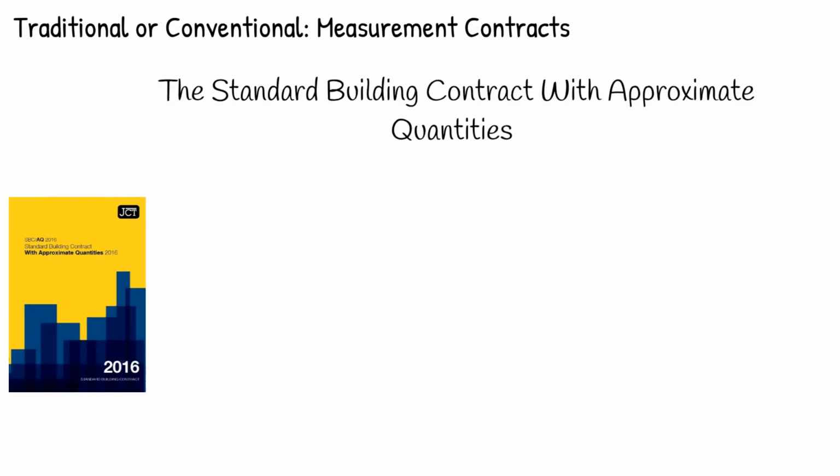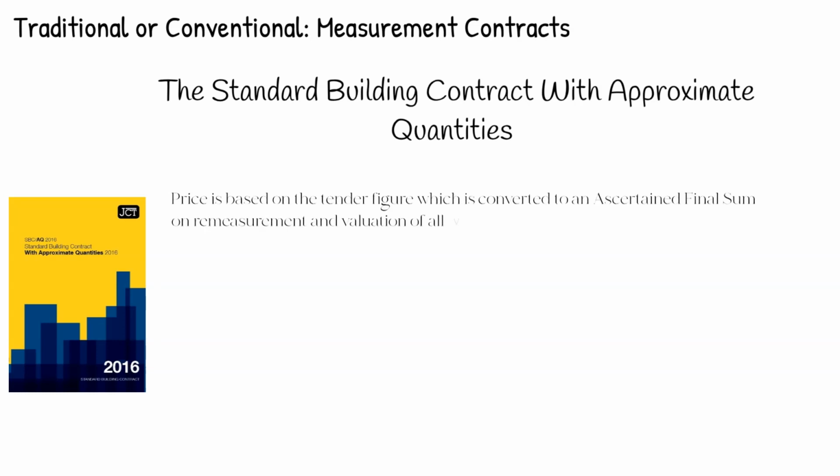Traditional or conventional measurement contracts. Standard building contract with approximate quantities. The price is based on the tender figure, which is converted to an ascertained final sum on the remeasurement and valuation of all work. Interim payments are monthly, unless otherwise stated. Detailed contract provisions are necessary.